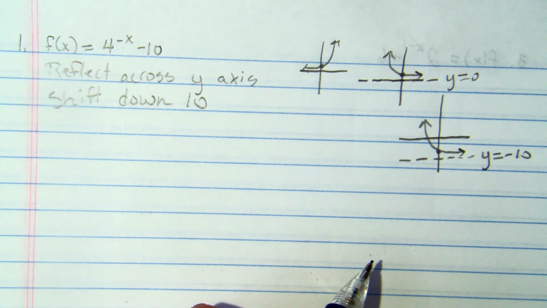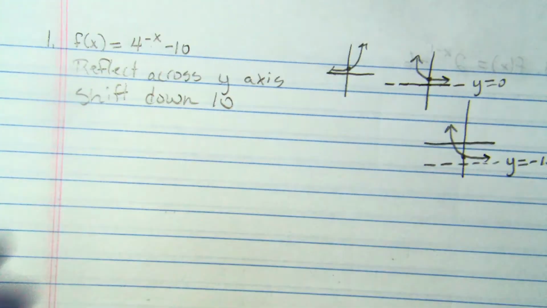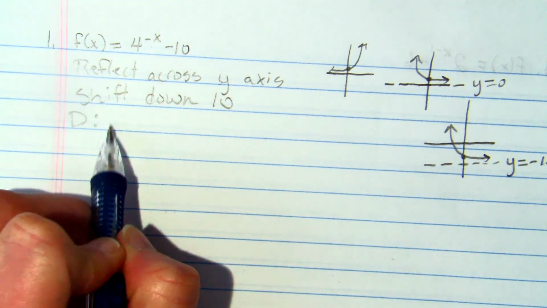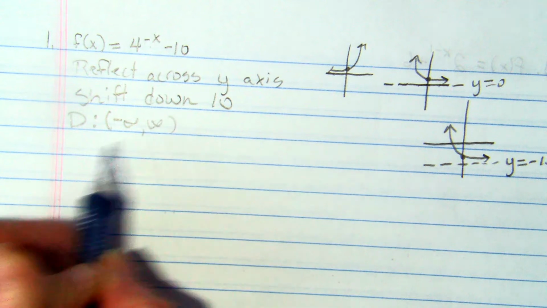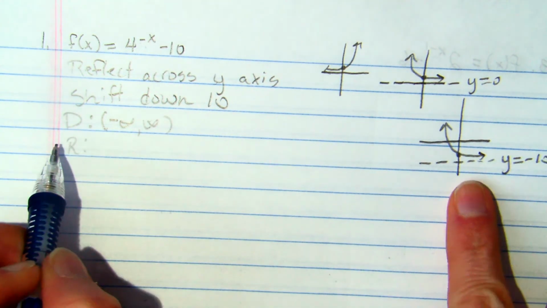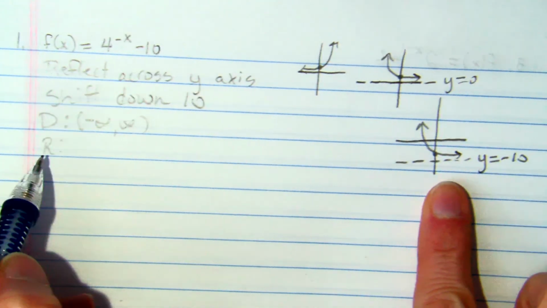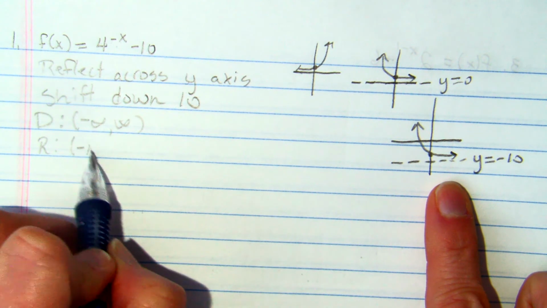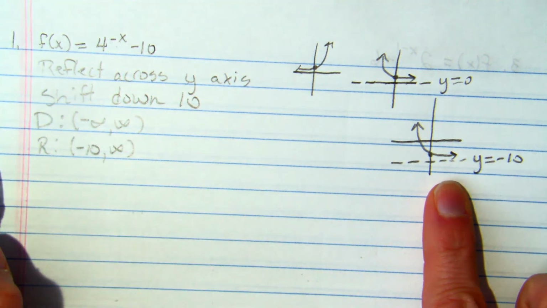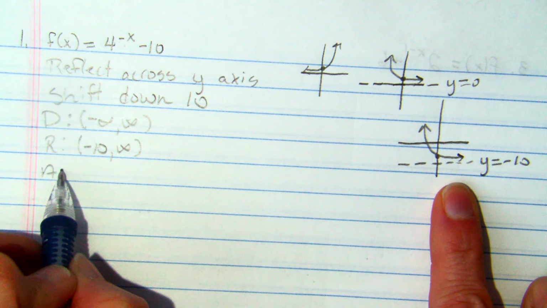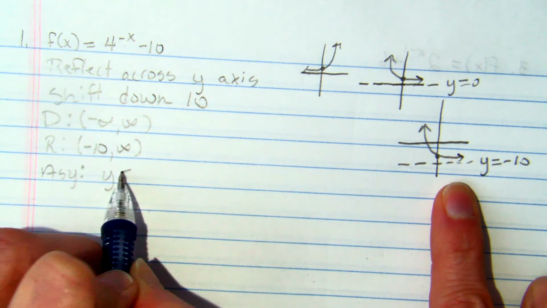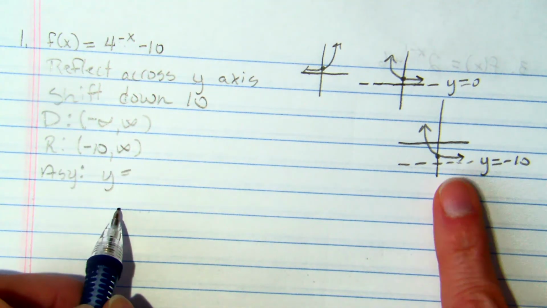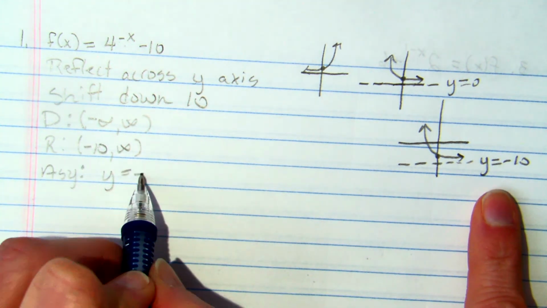So what do we know about the domain of any exponential function? The domain of any exponential function is all real numbers. What about the range? The range is lowest y value to highest y value. So the range is negative 10 not included to positive infinity. The asymptote is y equals something. Y equals that line that you'll never get to. So y equals negative 10.